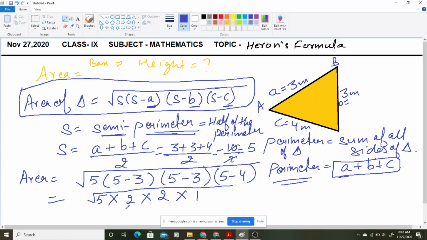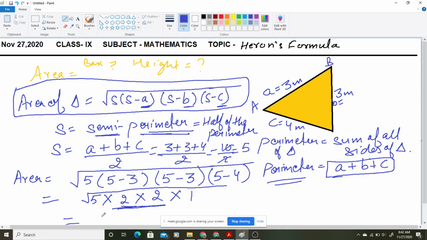Now, इन दोनों का पेयर बन रहा है, that means one of them will come out of the root. So 2 under root 5. Because when we are having pairs, जब हमारे पास पेयर बन जाता है, then what we do? We take one number out and then whatever is remaining, if any number is not having pairs, then we will keep that in root. So it is 2 root 5 meter square.